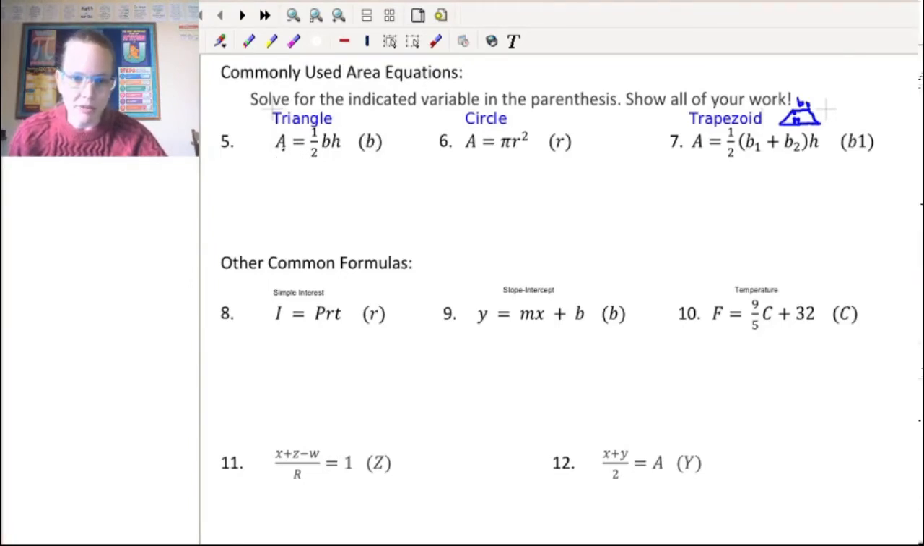So let's see how this works. For number 5, we have A equals 1/2 base times height, and they're telling us we want to solve for the base. So again, I'm thinking reverse order of operations. There's no addition and subtraction, so now I'm looking at 2 multiplications. I have 1/2 times b and h times b, and I want to move them both to the other side to get b by itself. So I could, if I wanted to, divide by 1/2. But when you have fraction multiplication, actually, the best way to move it to the other side is to multiply both sides by the reciprocal.